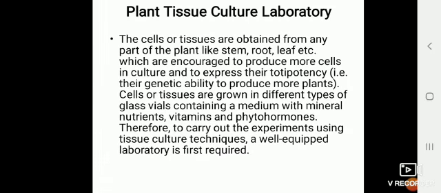Plant tissue culture laboratory. The cell or tissue is obtained from any part of the plant like stem, root, leaf, etc., which is encouraged to produce more cells in a culture and to express their totipotency, that is their genetic ability to produce more plants. Cells or tissues are grown in different types of glass vials containing a medium with minerals, nutrients, vitamins and phytohormones. Therefore, to carry out experiments using tissue culture techniques, a well-equipped laboratory is first required.